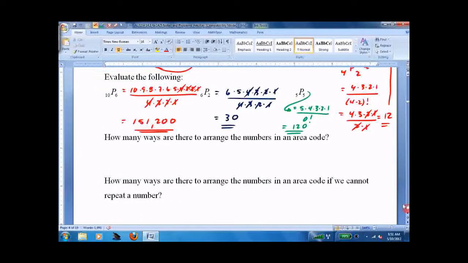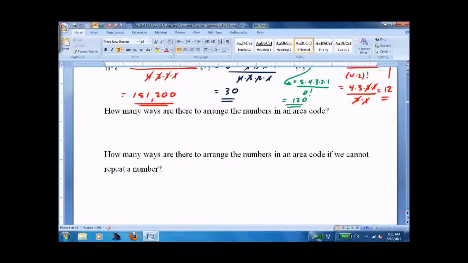To illustrate this, I'll give you a couple examples. How many ways are there to arrange numbers in an area code? Well, an area code is 3 digits. There's 10 choices for each one. We're not going to worry about 411 and 911. So we have 1,000 different ways.